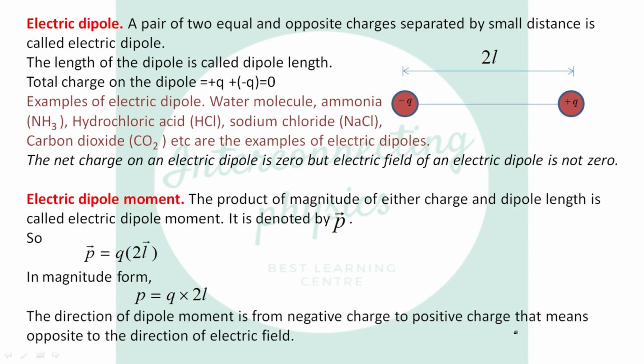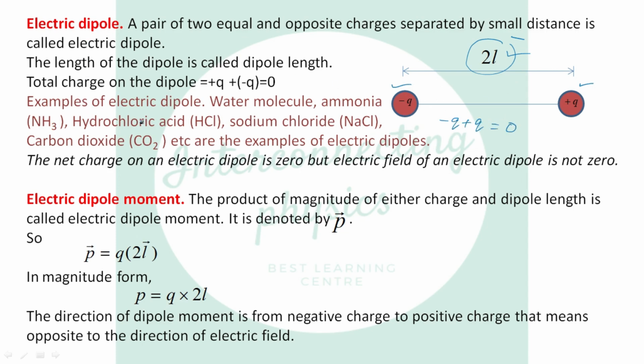So what is an electric dipole? A pair of equal and opposite charges separated by a small distance. Both charges are equal but the sign is different, and they are separated by a small distance. This arrangement is called an electric dipole, and the 2L is called the dipole length. Now you see, the total charge on the dipole is 0 because minus q plus q equals 0.